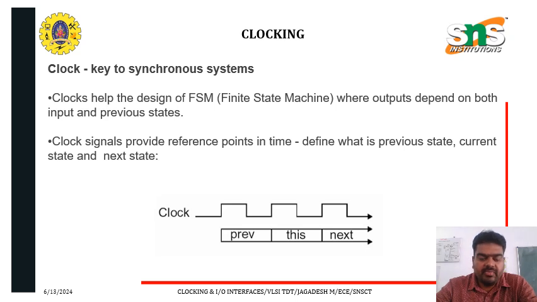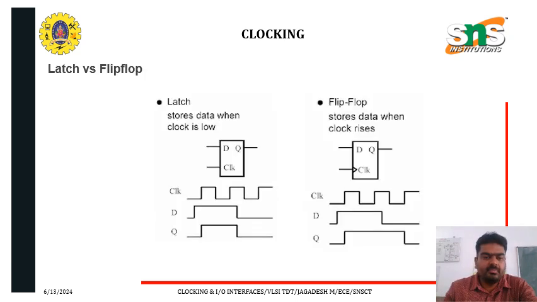So here in this given diagram, the clock signal is given. The first one is the previous state, and the next one is the current state, and then the next state is the future output. That is given over here to have the reference for previous state, current state, and the output state. We need to have this clock signal, so it is the key to synchronize the systems.